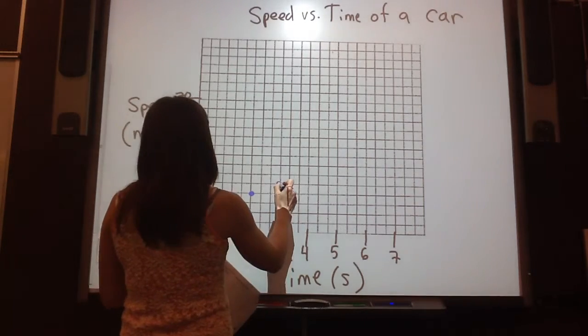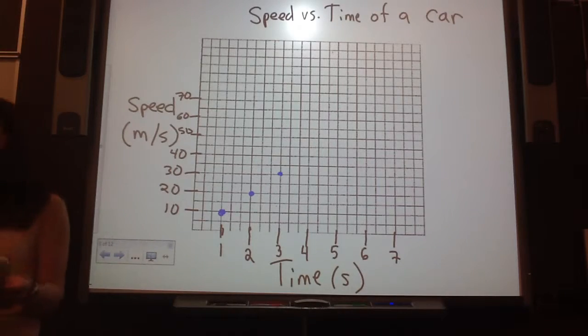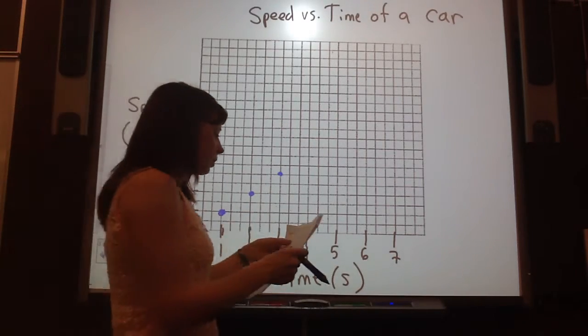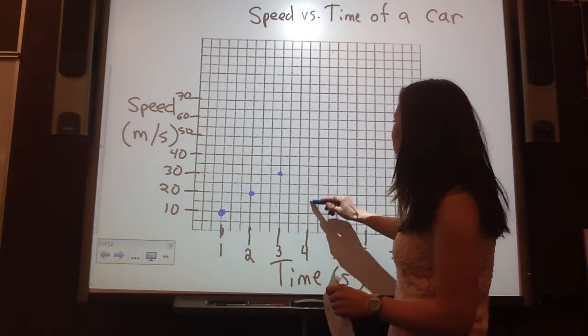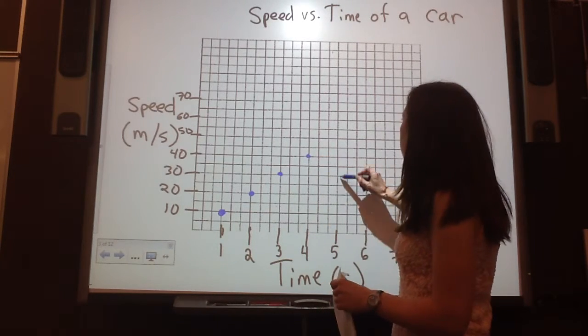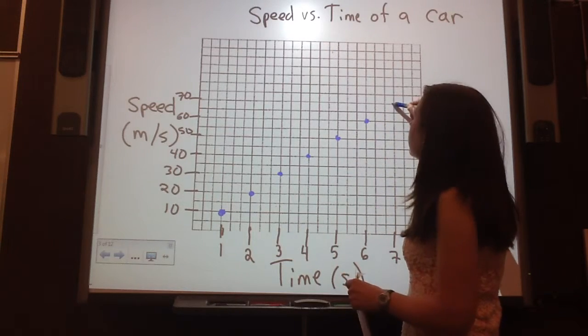Do we have to put a 0? No, you don't have to put a 0, but it is not incorrect if you do. Or it is correct if you still put a 0. Okay, so 4 and 40, 5 and 50, 6 and 60, 7 and 70.